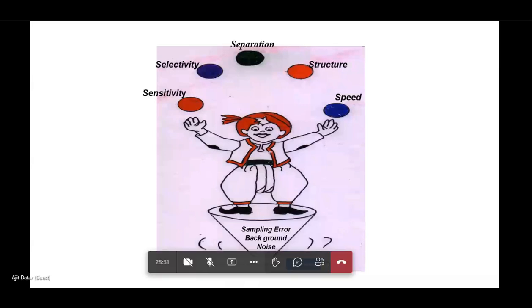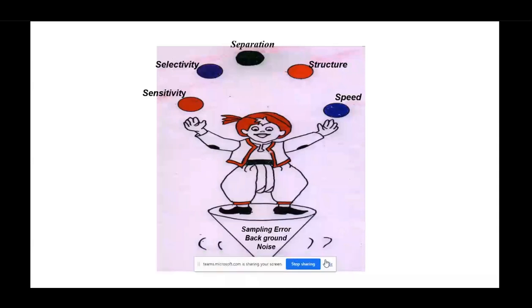And to manage to play with these 5 S, you require to do some kind of separation of some of the errors. And those are basically sampling error, background, and noise. These 3 things need to be suppressed so that one can play with the 5S very well. So to be a good analytical chemist, you have to have minimum sampling error. Sampling error has 2 parts: how you select the sample and how you prepare your sample. Okay, so both these are very critical.